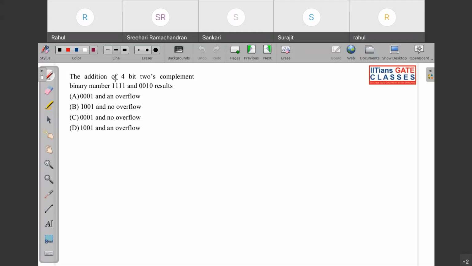See what is given: the addition of 4-bit 2's complement binary numbers, this and this. So these are 4-bit 2's complement. Look very carefully. 1 1 1 1, and this is 0 0 1 0. So add the numbers. 1 plus 0 is 1. 1 plus 1 is 0, carry is 1. So again 1 plus 1 is 0, carry is 1.